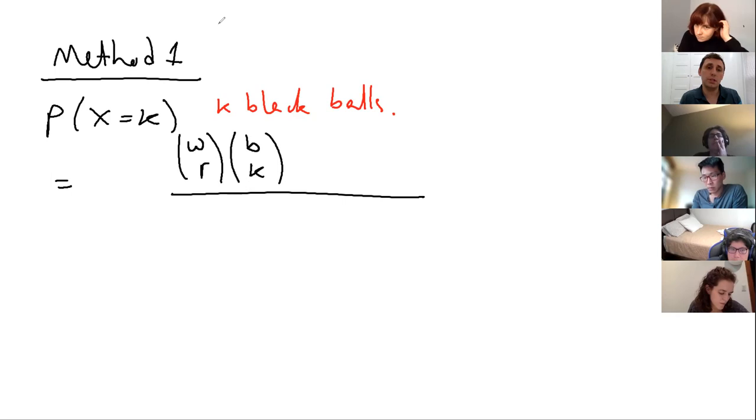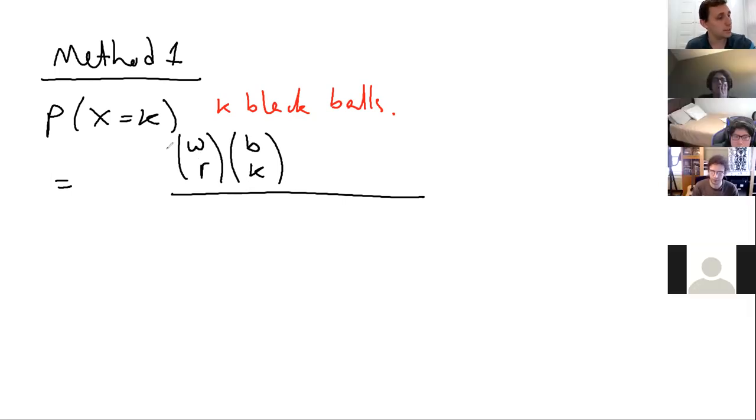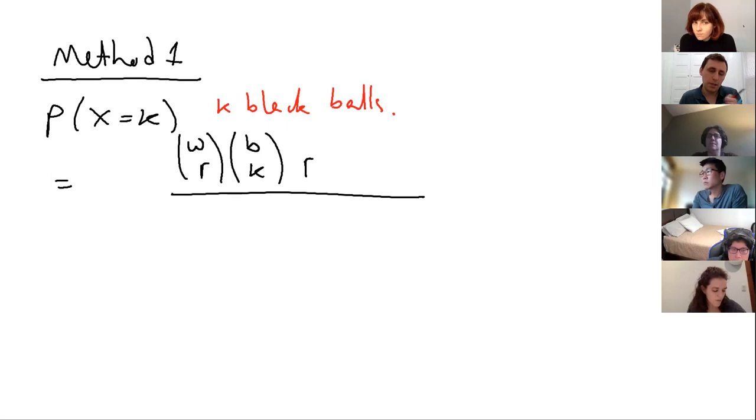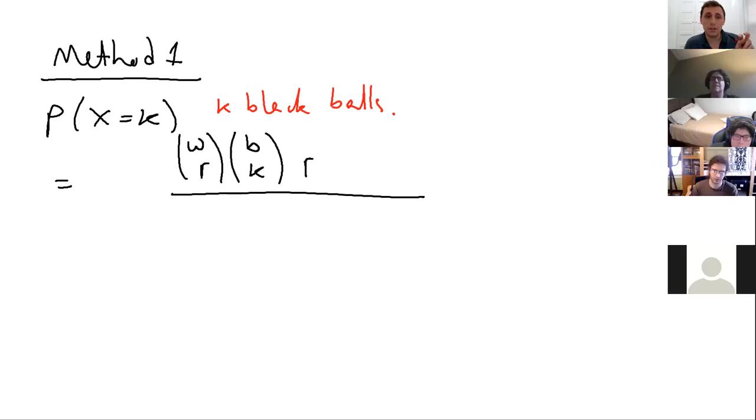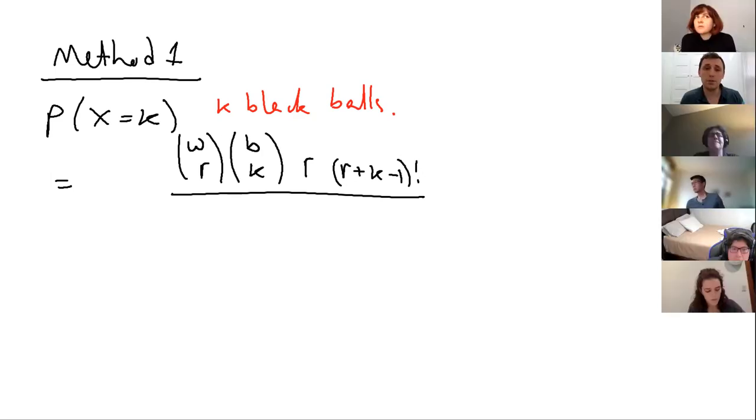Which of the white balls should that be? Well, one of the R's that I selected, so there are R choices for the last one. It's either the first, second, or third of the ones I selected. And then the remaining balls can be in any order. So altogether, how many remaining balls do we have? We have R plus K minus one balls, and they can be anywhere along the first R plus K minus one positions. That's my numerator. Understood?